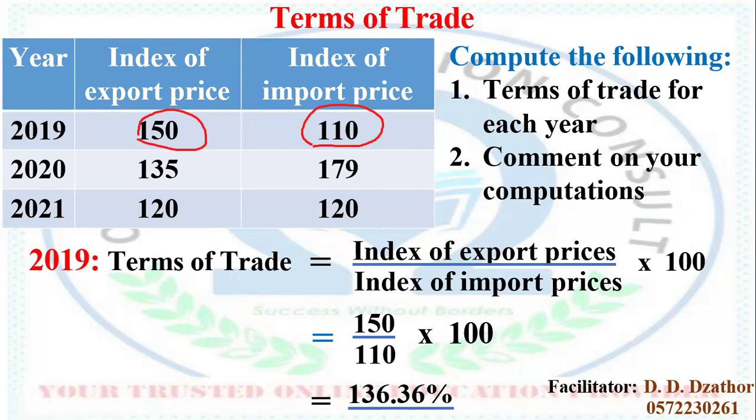Commenting on your answer means that you need to say whether it is a favorable terms of trade or unfavorable terms of trade. So in this scenario, the country is having a favorable terms of trade, which is 136.36%, showing that there are higher export prices, which is 150, than the import prices, which is 110. So that is how we do the commentary.